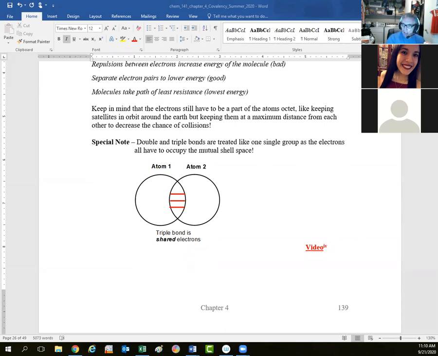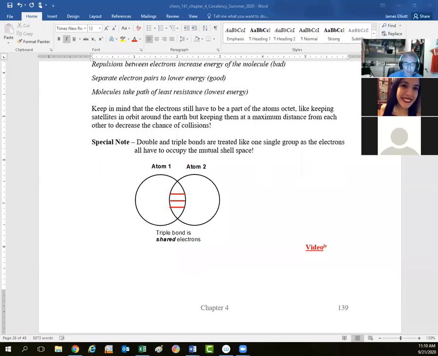So the only clarifying statement we have to make about these electrons around the central atom is that when it comes to double bonds or triple bonds, we treat them like one single entity. Here, 2 atoms bonded together by overlapping the shell, and whether it's 1 bond, 2 bonds, or 3 bonds, they have to occupy that mutual space between the 2 atoms. And so double and triple bonds are treated just like one single bond. They're locked into that space together.